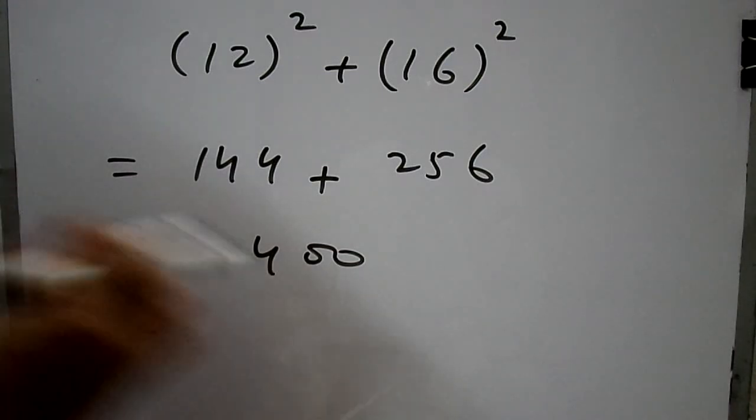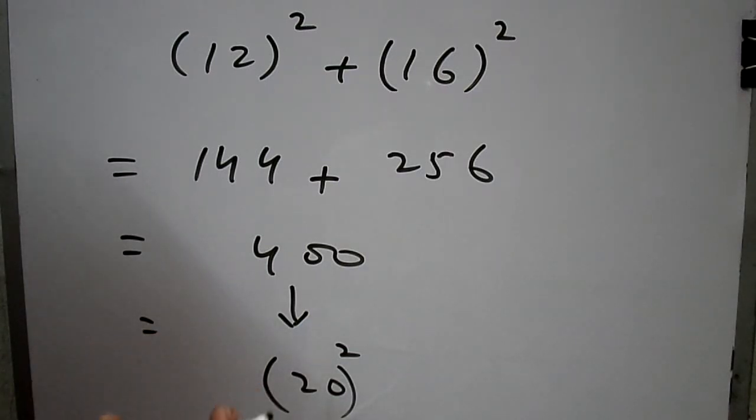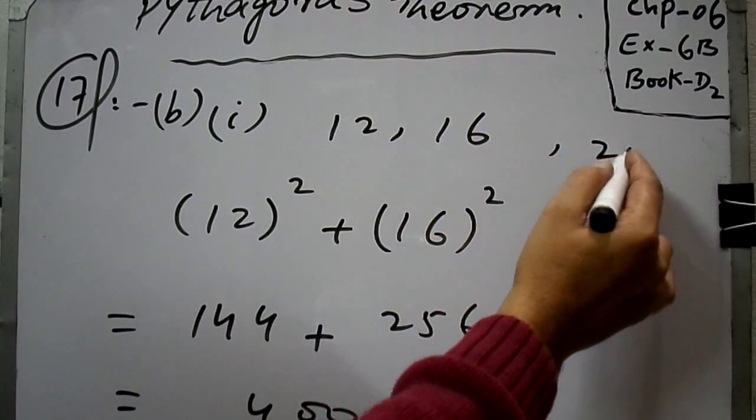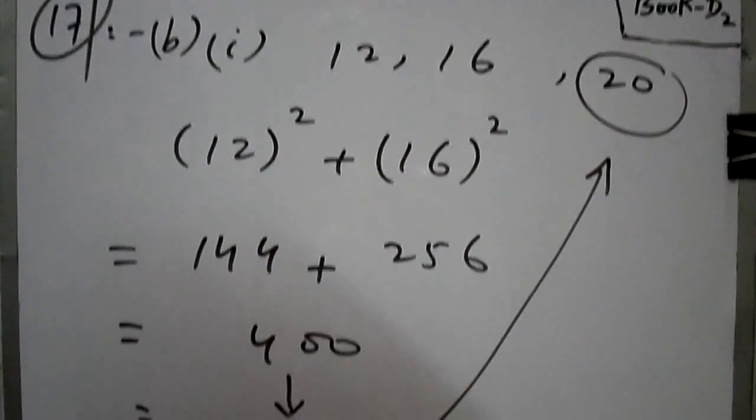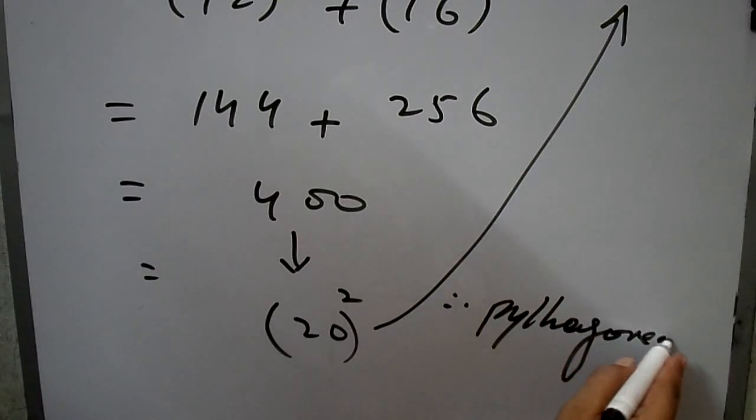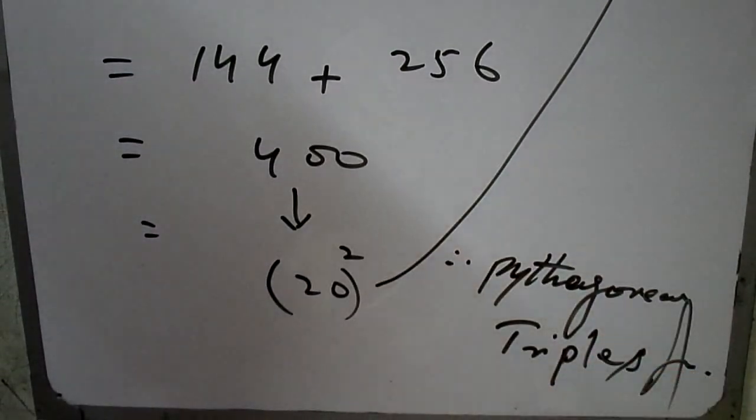So what does it mean? 400 means you can say 20 square. So we have formed a Pythagorean triple, because 12, 16, and the third integer will be 20. So 20 is the unknown digit. By using this we can say this is also a Pythagorean triple. So that is your answer.